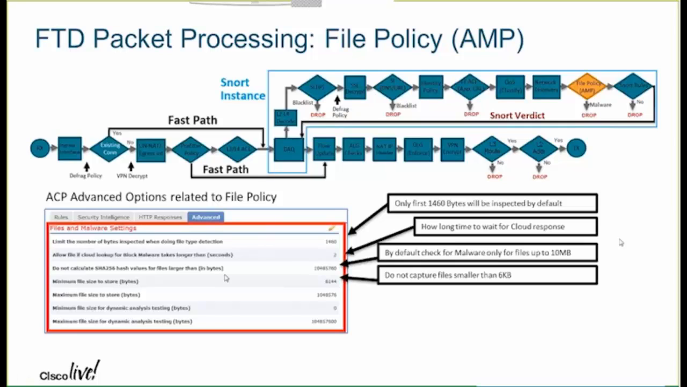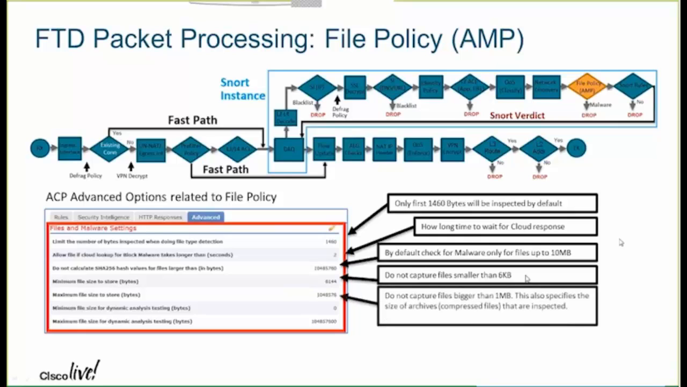And the next one is the minimum file size that we can store when we have set the action to store the files locally. In this case, what you are specifying is that if the file size is smaller than 6 KB, we will not be capturing that file, or storing it in a local database. The other option is the maximum file size that we can store. We cannot go beyond 1 MB, so we only store files up to 1 MB locally on the FMC's database.